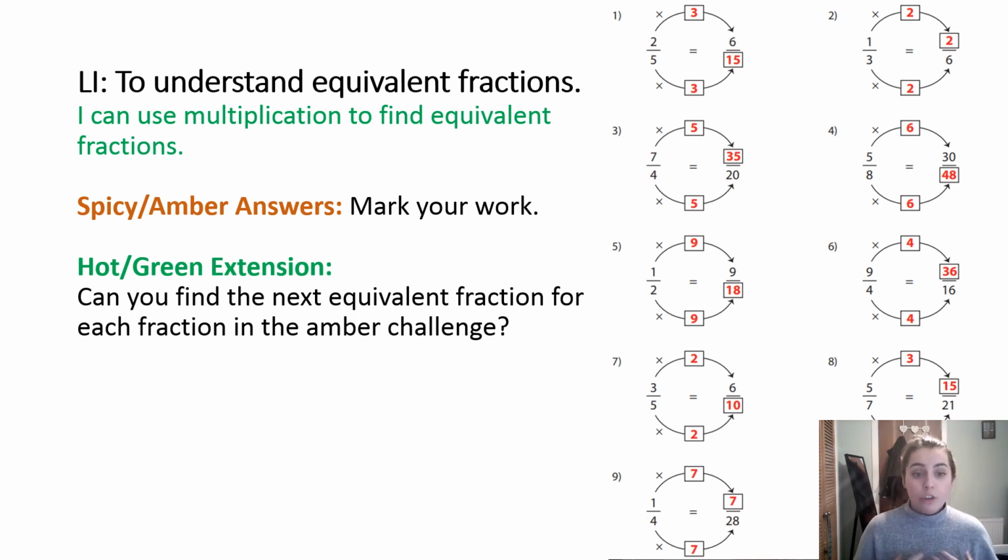Okay, now if you are finished with that and you're thinking, I'm pretty confident with this, I'm pretty happy with it, I want you to challenge yourself further. So your green challenge or your hot challenge is to find the next equivalent fraction for each fraction of the amber challenge. So you've got to tell me what comes next. So if I've multiplied it by 3 here, I'm going to multiply it by 3 again to find what happens here. So let's do the first one for us.